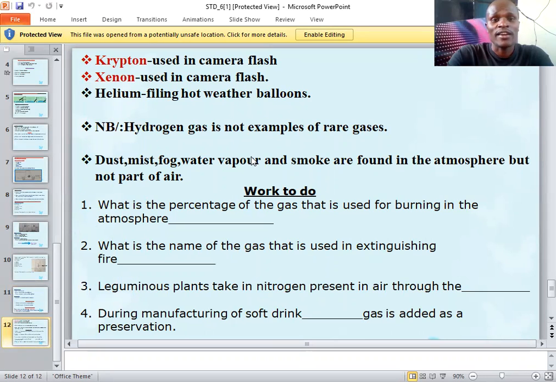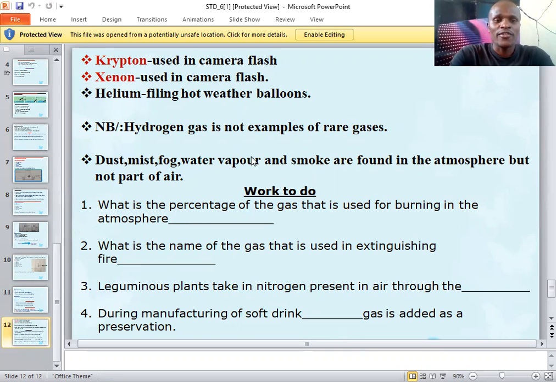Helium is another rare gas or a noble gas that is used in making of hot weather balloons. Hot weather balloons are those kind of balloons that are sent to a higher altitude with some instruments put inside, especially to go and collect some information like the temperature and the atmospheric pressure. So inside those hot air balloons, we have helium gas that is used to make those balloons. So those are the rare gases or the noble gases that you're supposed to know.